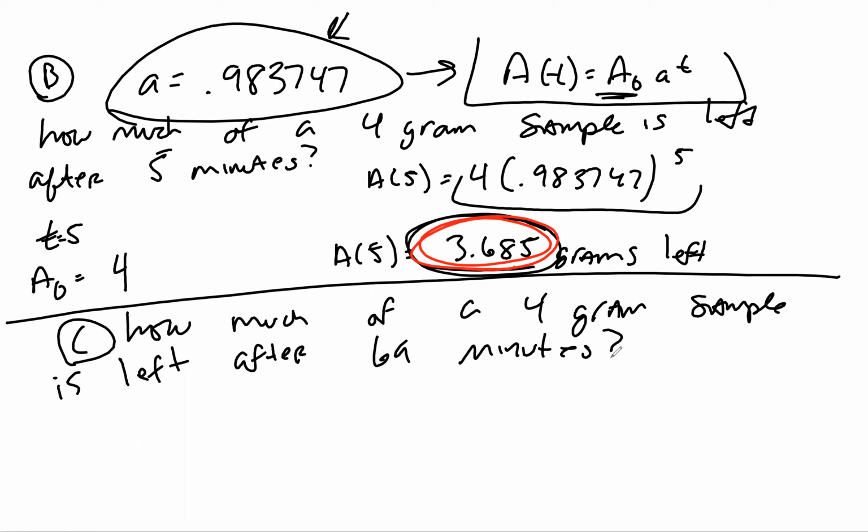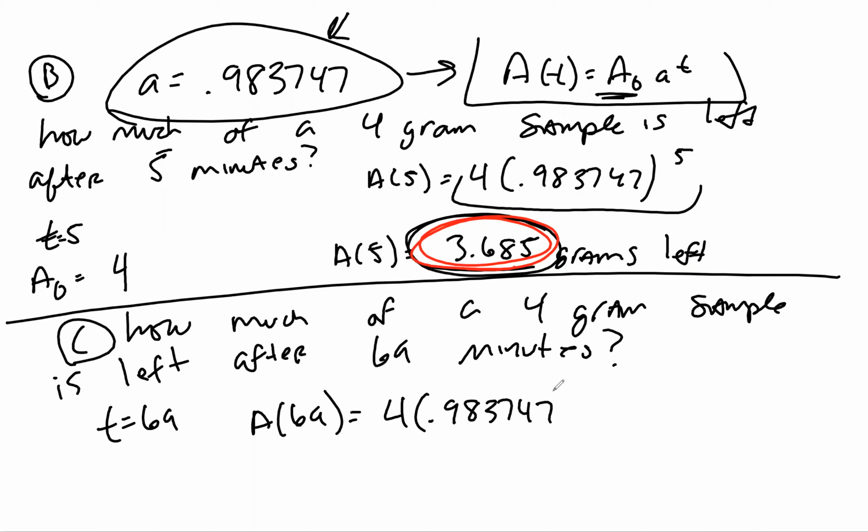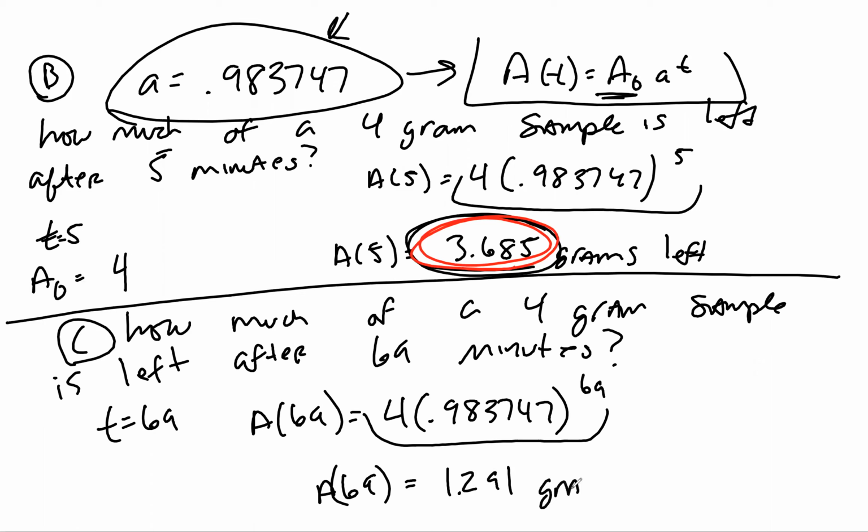Okay, well, same thing up here. We're going to say, well, we have our A value. In this case, the t value is 69. We have everything we need. So we're going to say that A of 69 equals my initial value of 4 grams times the A value that I found in part A, in this case raised to the 69th. And this is what you type in. We hit enter, 1.291 grams. Okay, but again, when we're typing it in HAWX, which is what we're doing here, we're just going to type in this number. And that's it. There's my half-life problem.